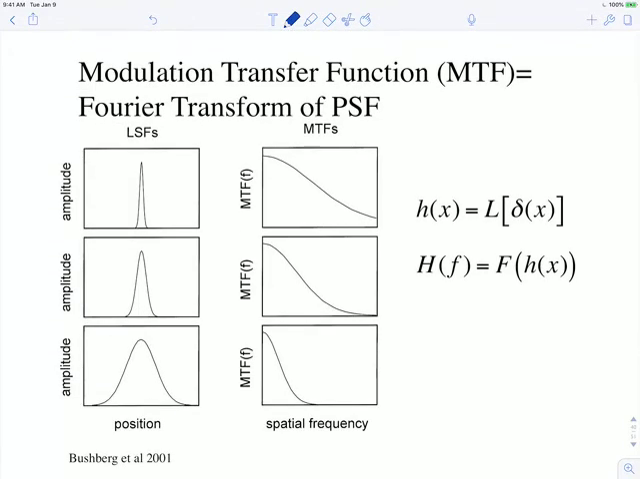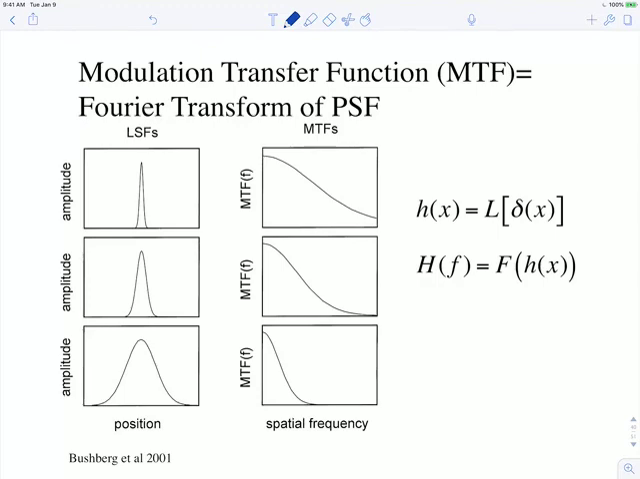So here again, just to drive that point home, what's shown on the left is 3 different line spread or point spread functions, and on the right are their modulation transfer functions. You can see that uncertainty principle at play there. As one gets thinner, the other has to get wider. Okay? And then we're trying to introduce some terminology here.